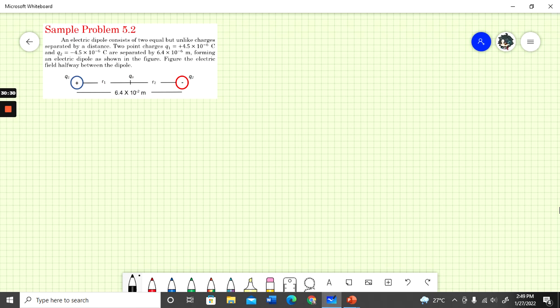Figure the electric field halfway between the dipole. So what we have is a dipole right here. We know, according to the problem, that an electric dipole consists of two electric charges that are equal in magnitude but unlike in sign. So what we are looking for is, at this distance right here, what would be the electric force at this point? So how are we going to solve this?